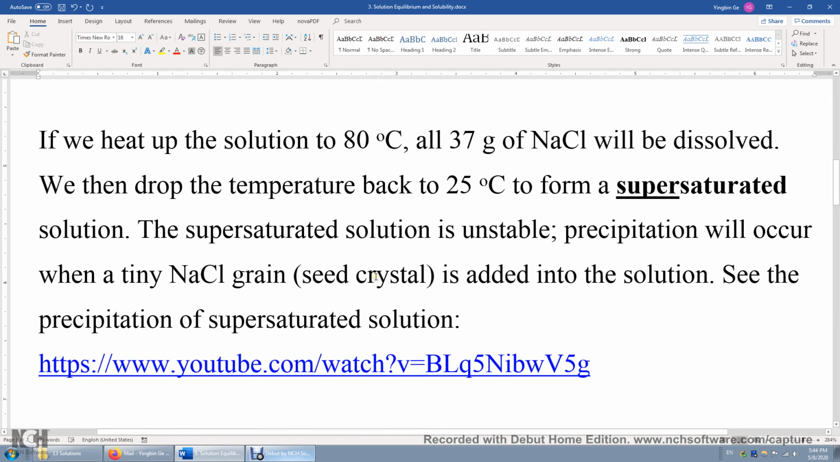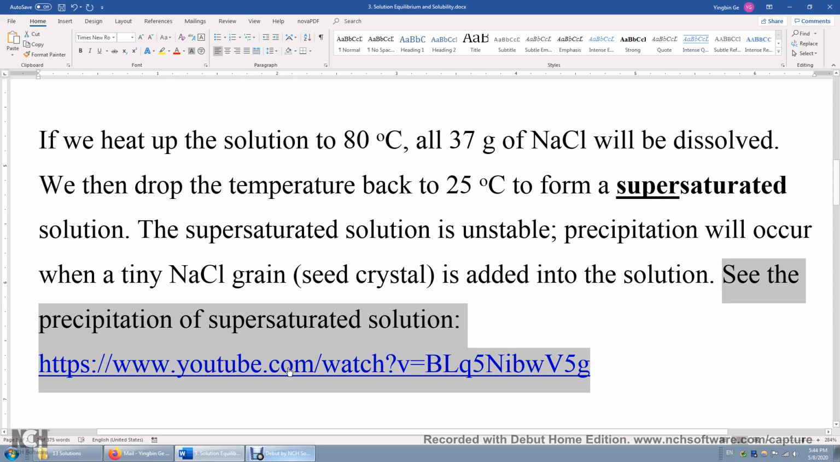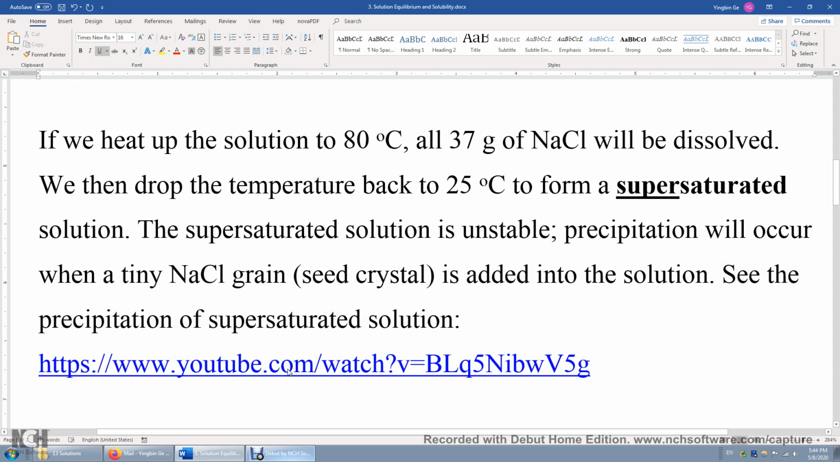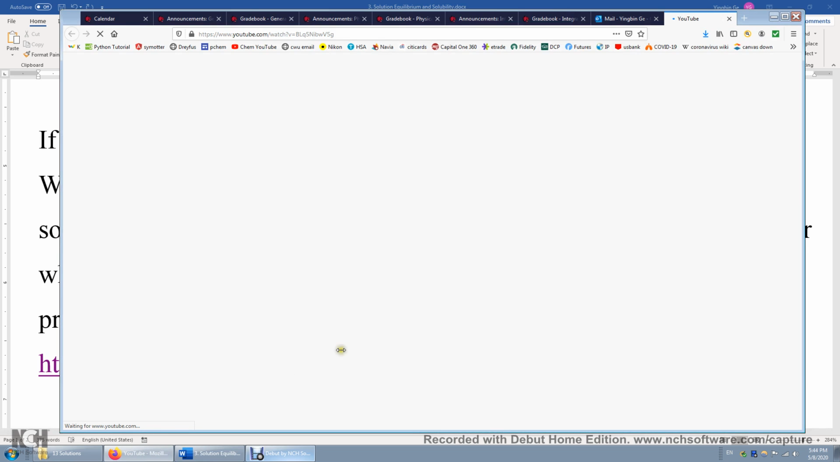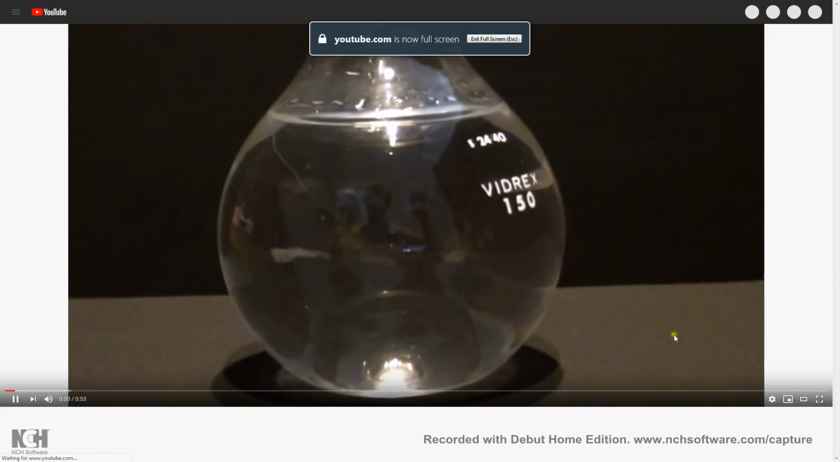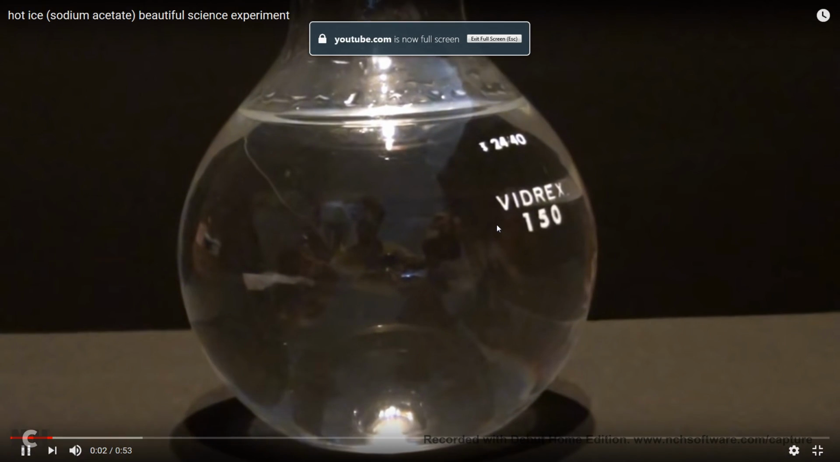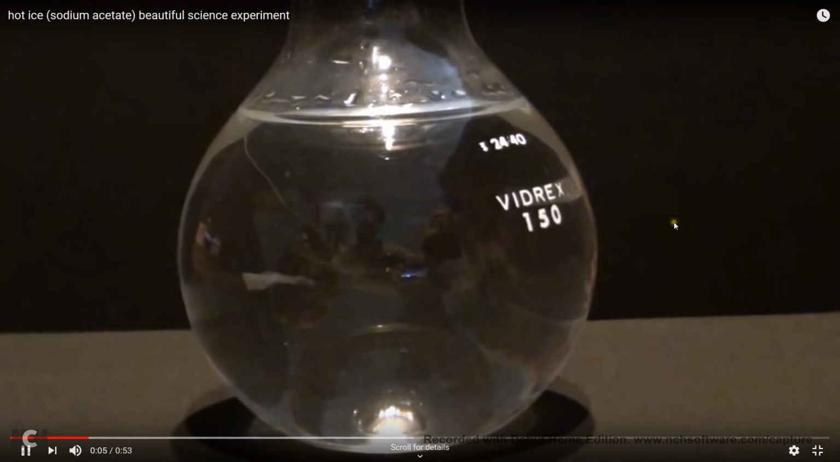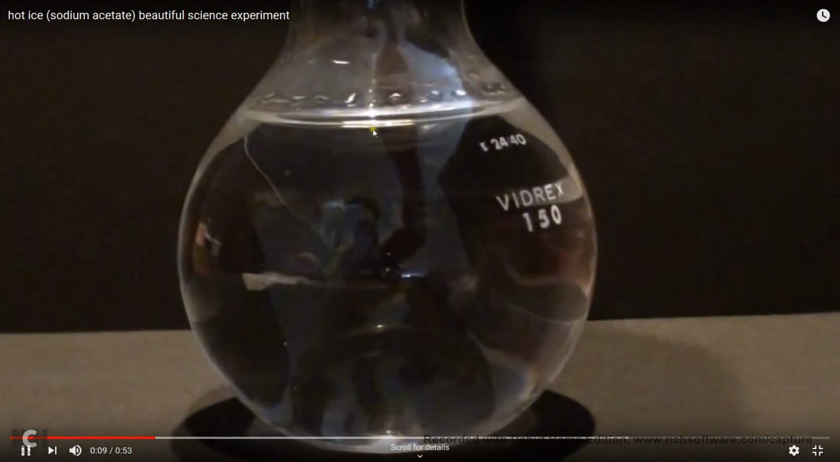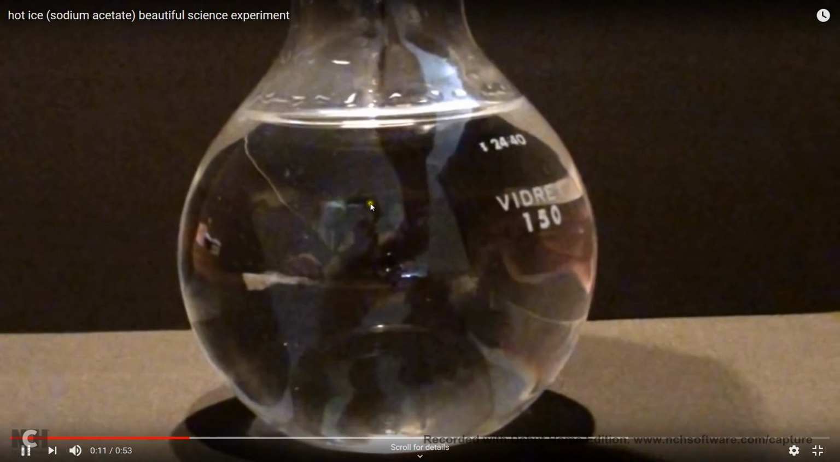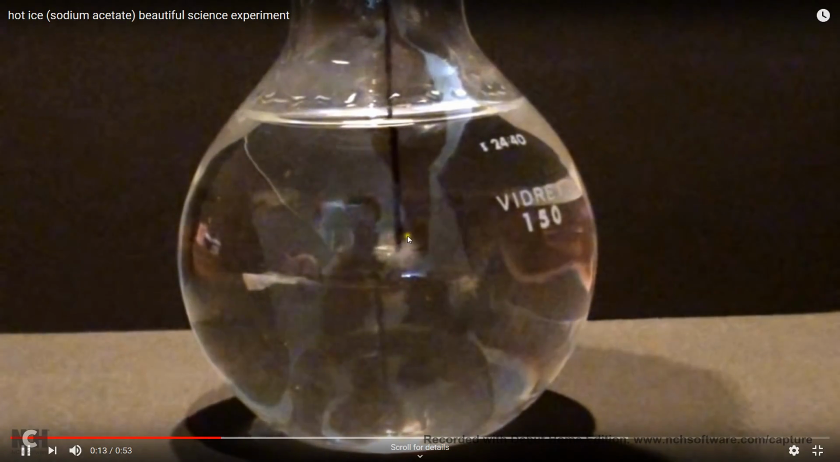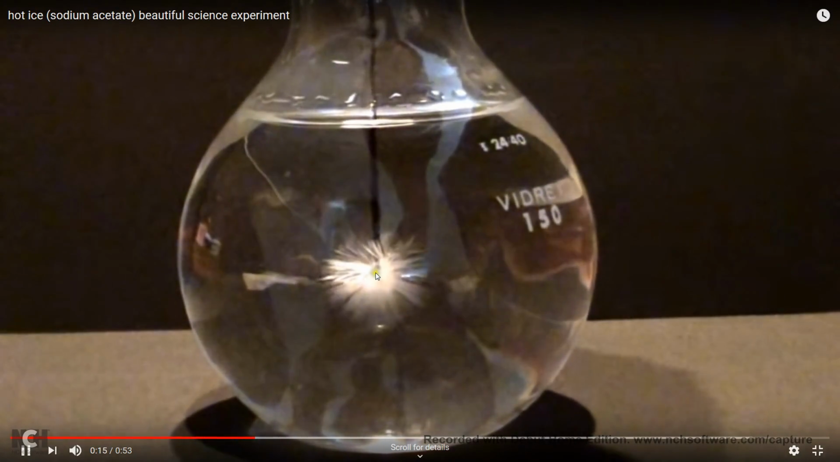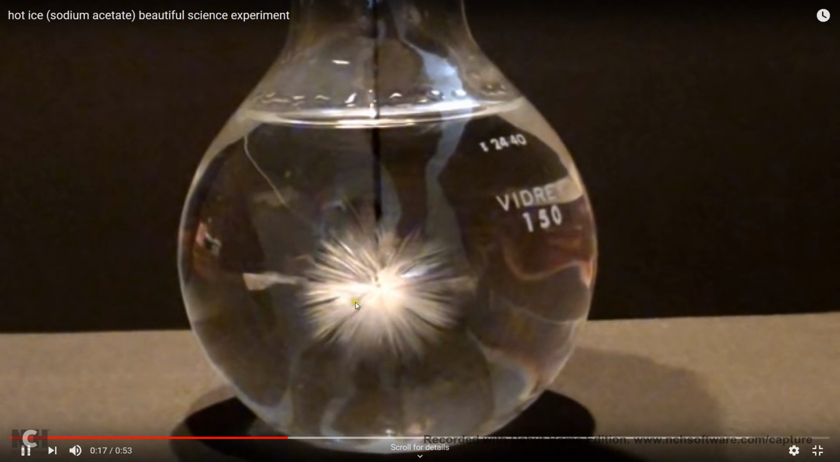And I want you to take a look at this video. This is a supersaturated solution of sodium acetate. And this person is dipping some crystal in this solution, sodium acetate crystal. And look how fast the crystallization is going on.